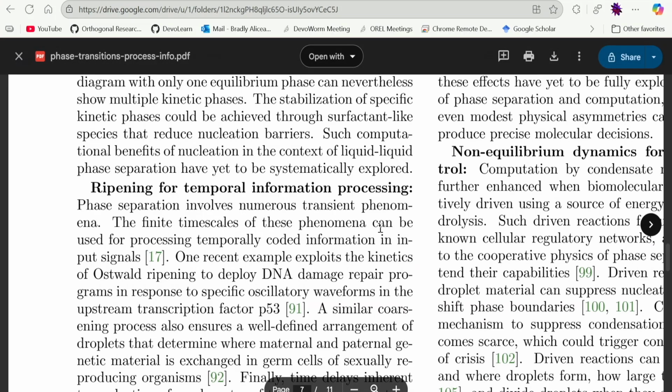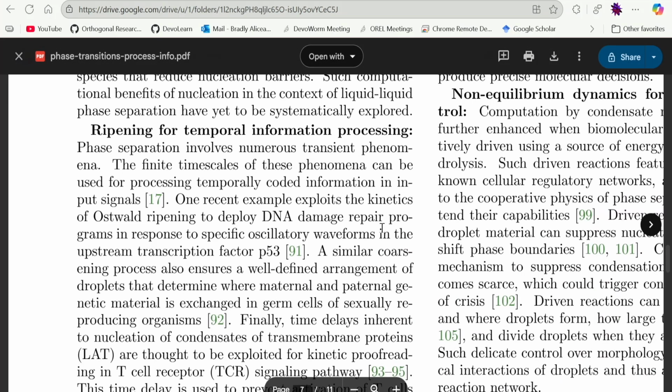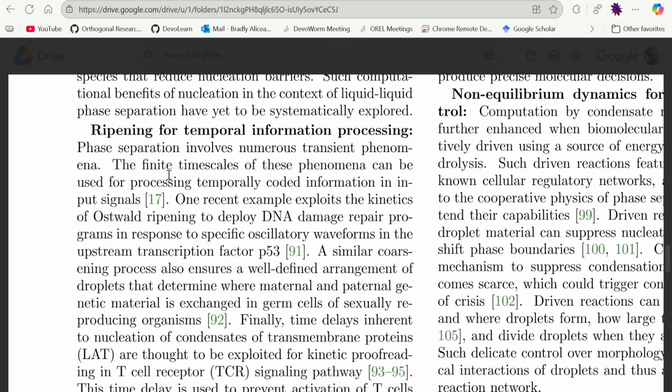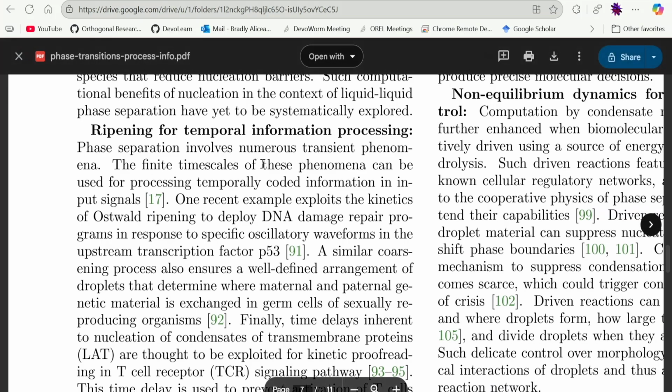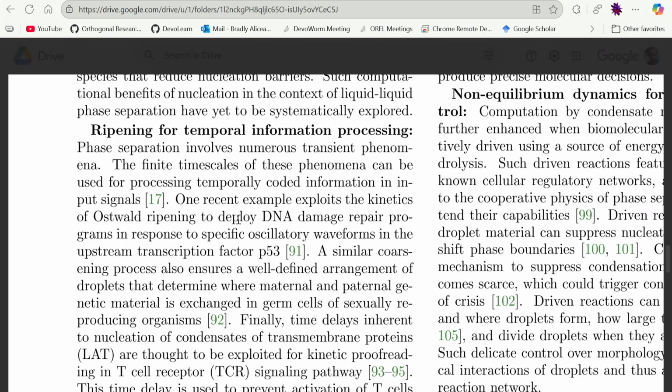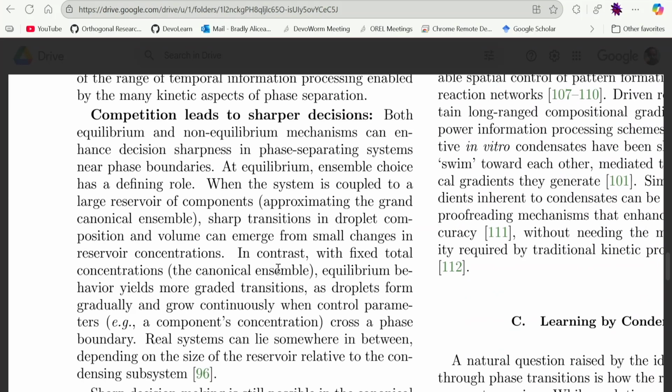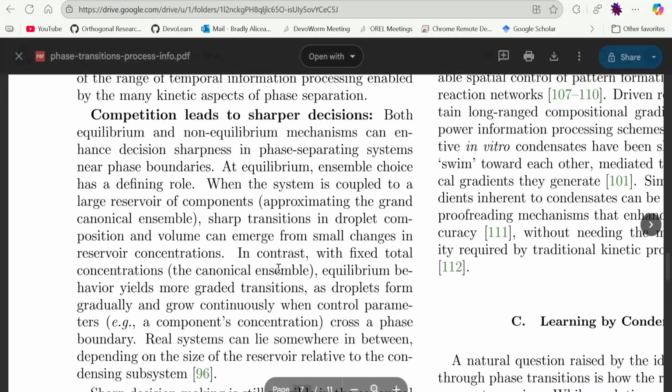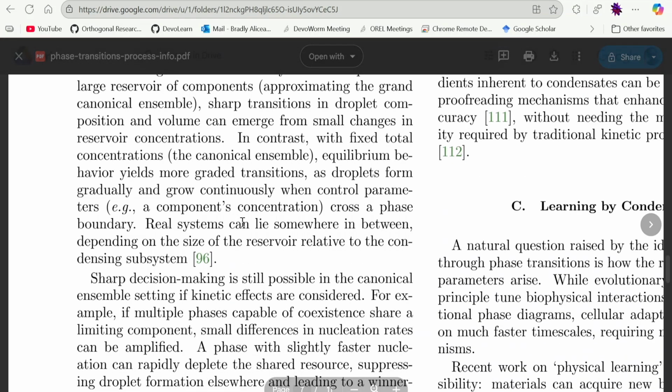So they go through a little bit more about temporal information processing and how phase separation can model a lot of this and provide a model for these different types of decision making.